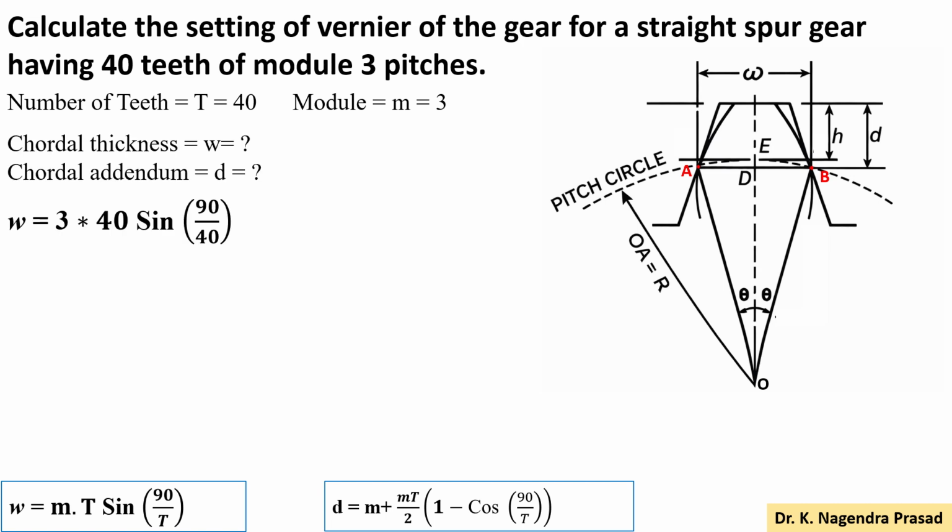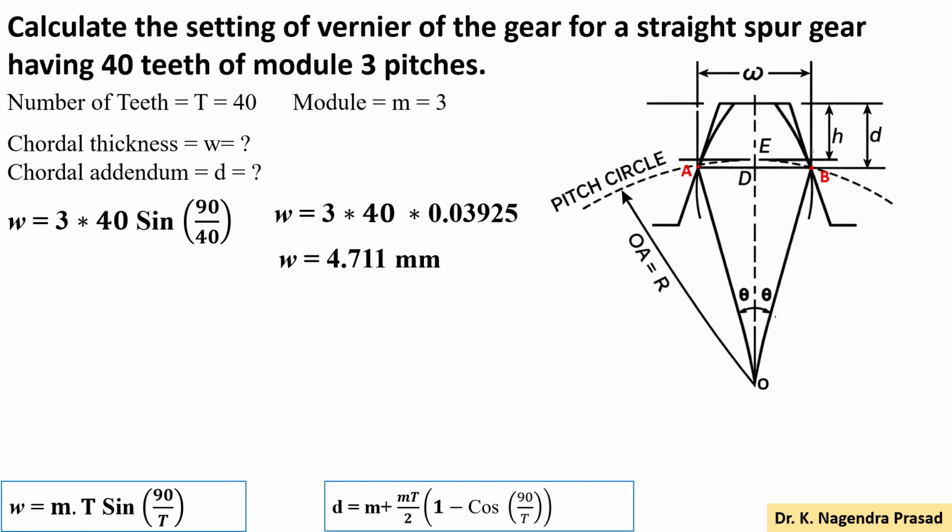First we go for the chordal thickness. W equals m T sine of 90 divided by capital T. Here small m is 3 and capital T is 40. Then chordal thickness W equals 3 into 40 into sine of 90 divided by 40. If we solve this, we will get the chordal thickness as 4.711 mm.